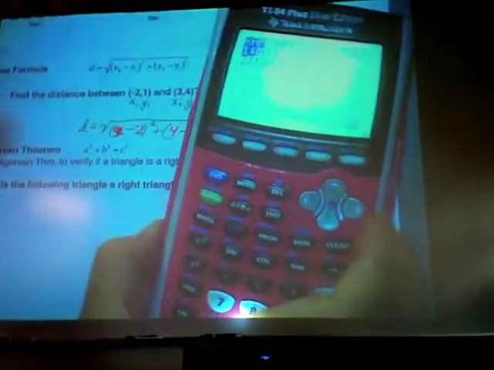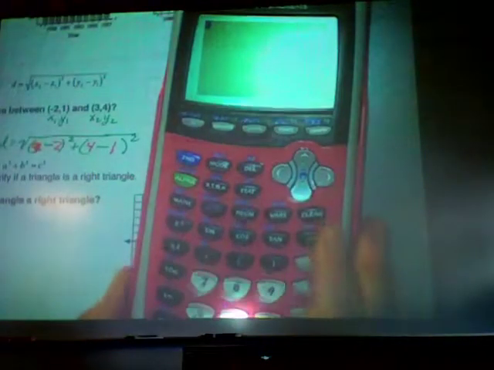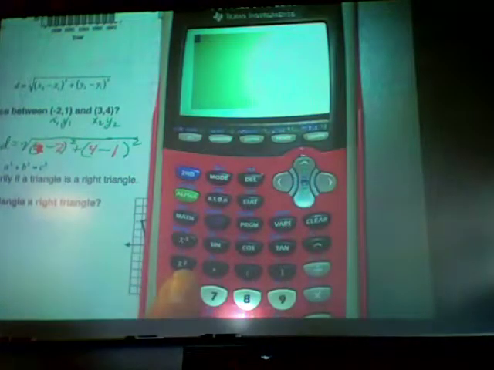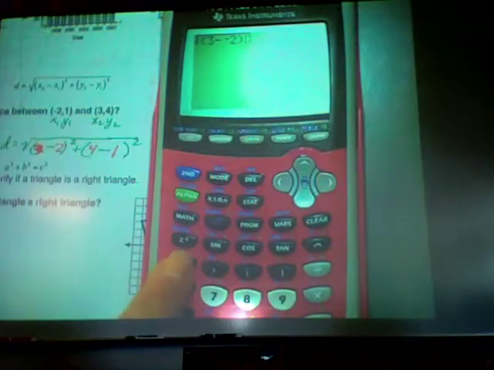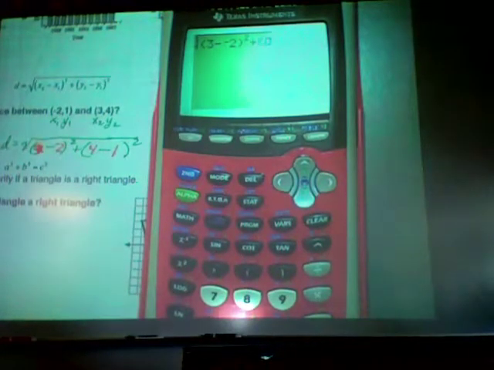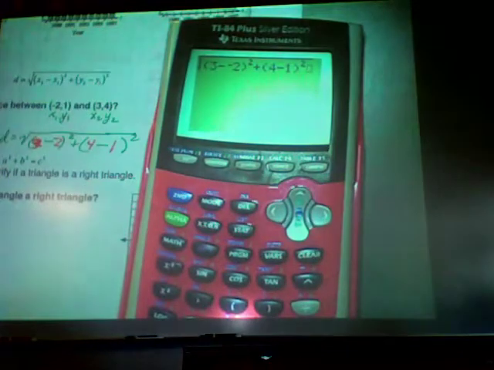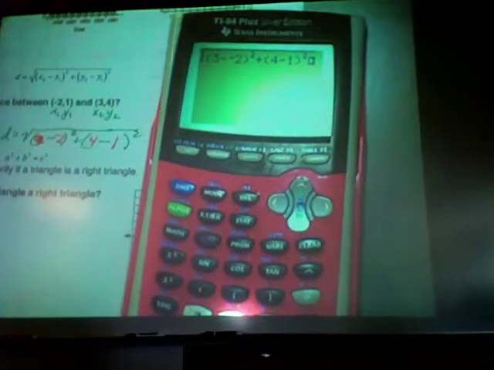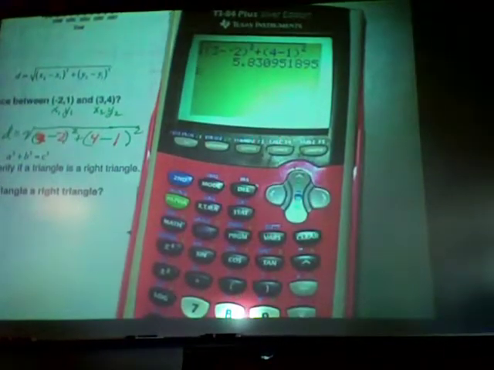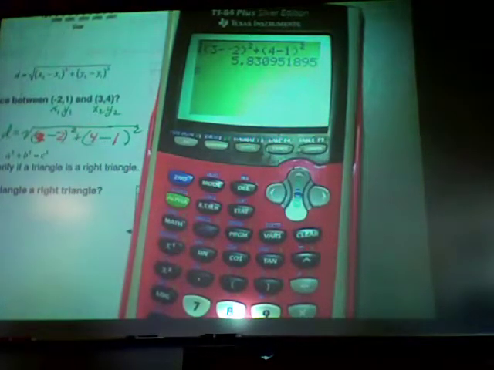So on your calculator, you have to get to your square root. Your square root is above your x squared key. So hit second x squared to get to your square root, and then parentheses, 3 minus a -2, end parentheses, hit x squared, and then plus parentheses 4 minus 1, end parentheses, and then x squared. So your calculator should look like that. And then you can hit enter. So if you plug it in exactly as it looks, then we're going to get 5.83. Okay?